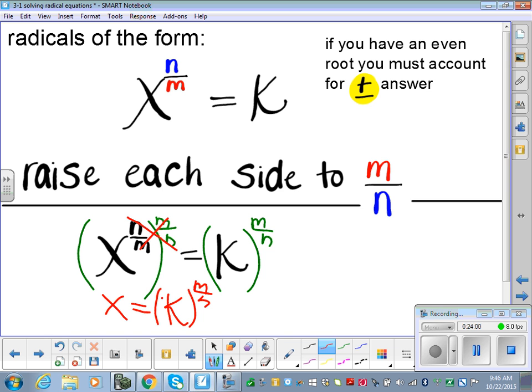So does everybody kind of see how we're going to do it? It's going to make more sense when we actually practice it with an actual problem, but I just wanted to give you that as well.